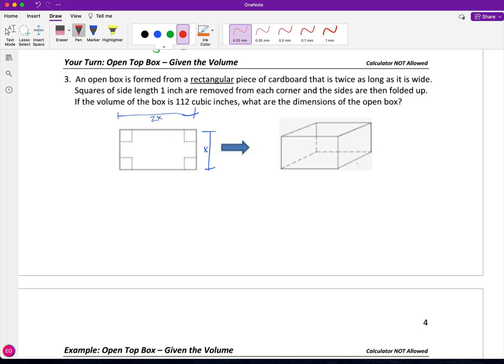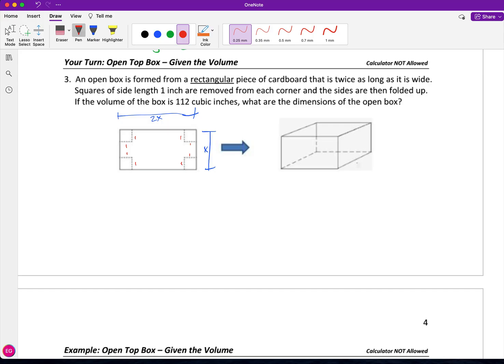All right. And then it says that squares of side length 1 are removed from each corner. So each one of these little things is a 1 by 1 little square. And they're folded up. So if you were to take a piece of paper right now and cut squares off in all the corners, you could fold the little tabs that are left over and it creates a 3-dimensional box, such as this right here.